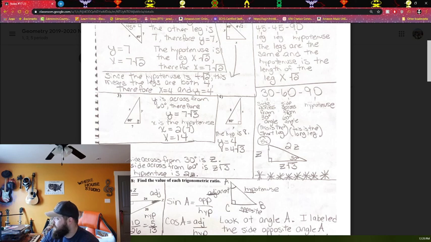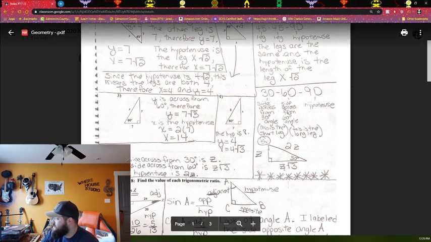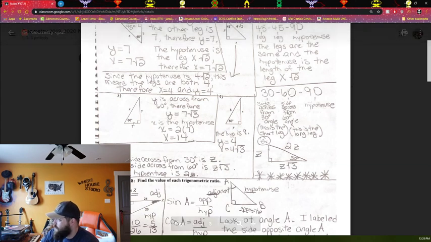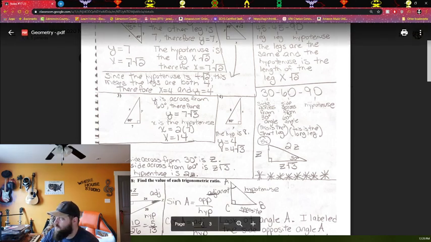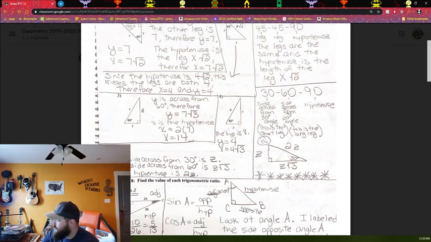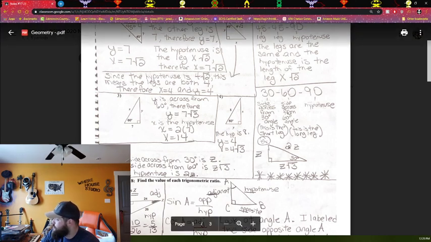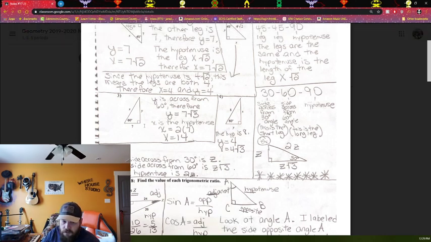Our long leg is going to be z times radical 3. So in this case, our z is 7, so this side's going to be 7 radical 3, kind of like we did up here with 7 radical 2. We just plugged that in. So our long leg is going to be our short leg times radical 3. Our hypotenuse is going to be 2 times our short leg. So what we really need to know is our short leg to figure out these other two things.